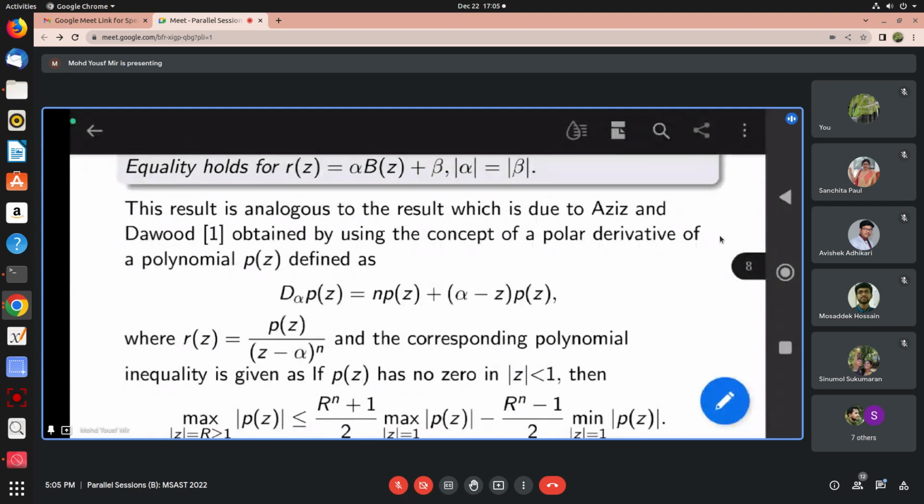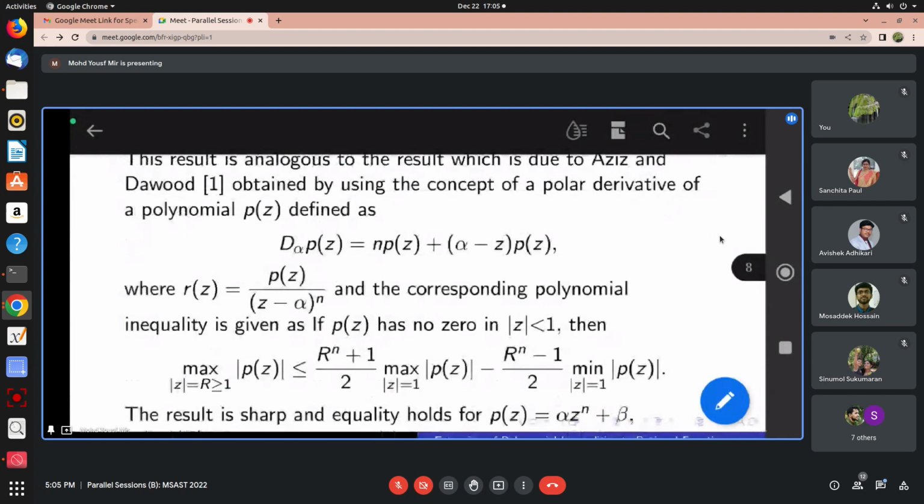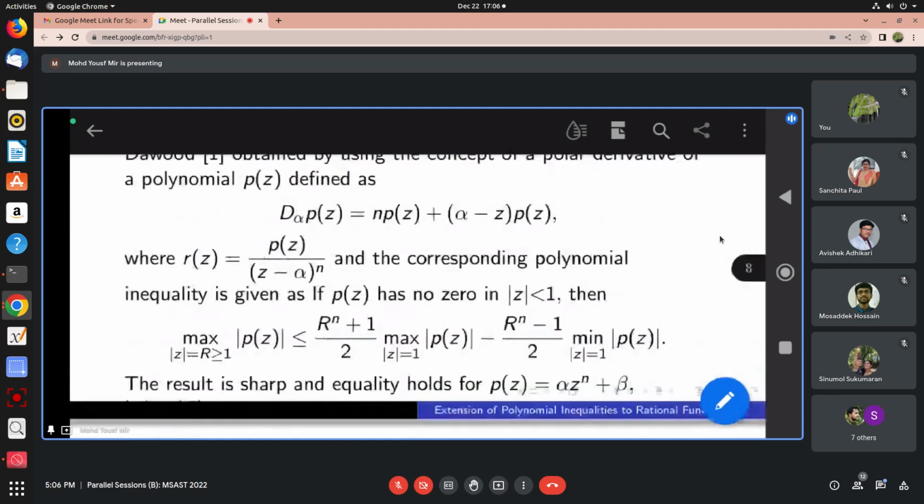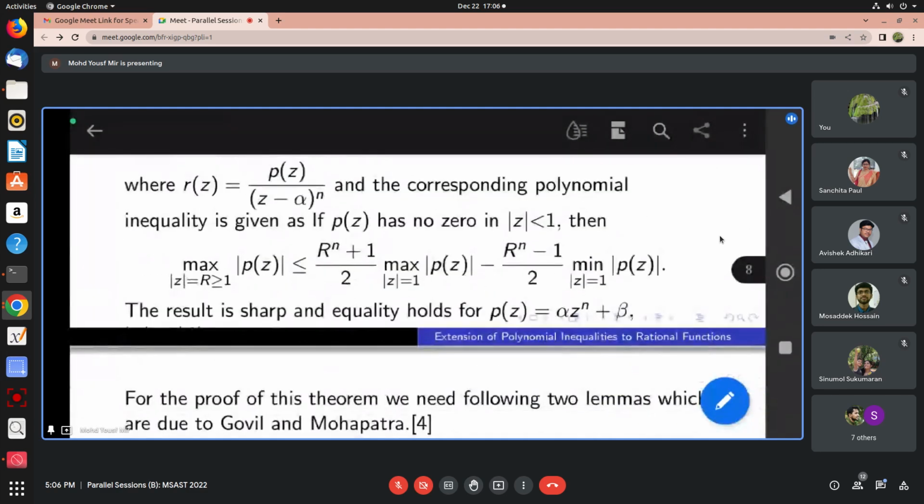The polar derivative is defined as D_alpha P(z) equal to nP(z) plus (alpha minus z) P'(z). If we use this concept of the polar derivative, then we will be able to get back these polynomial inequalities from our results, which we will prove in the rational version. So the results which we are going to prove here are more general than those already proved for polynomials, because if you use the concept of the polar derivative, you will get this polynomial inequality easily. This is a polynomial inequality.